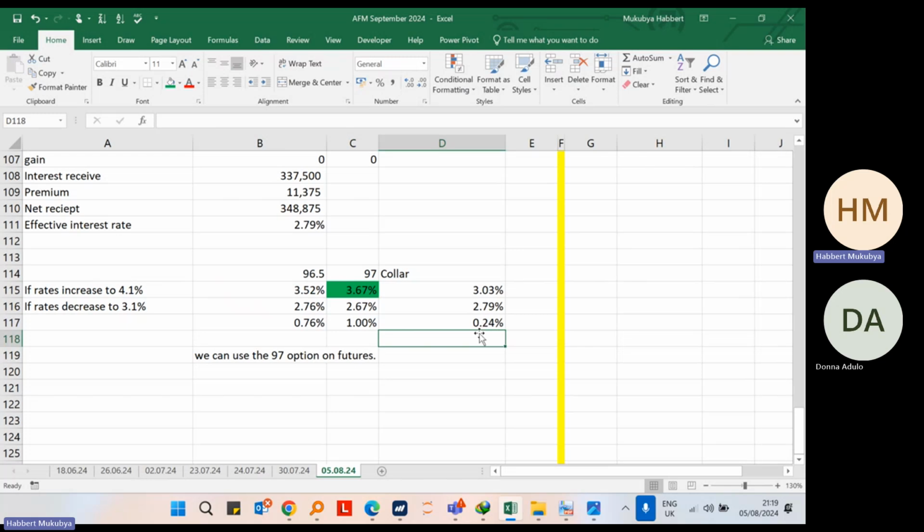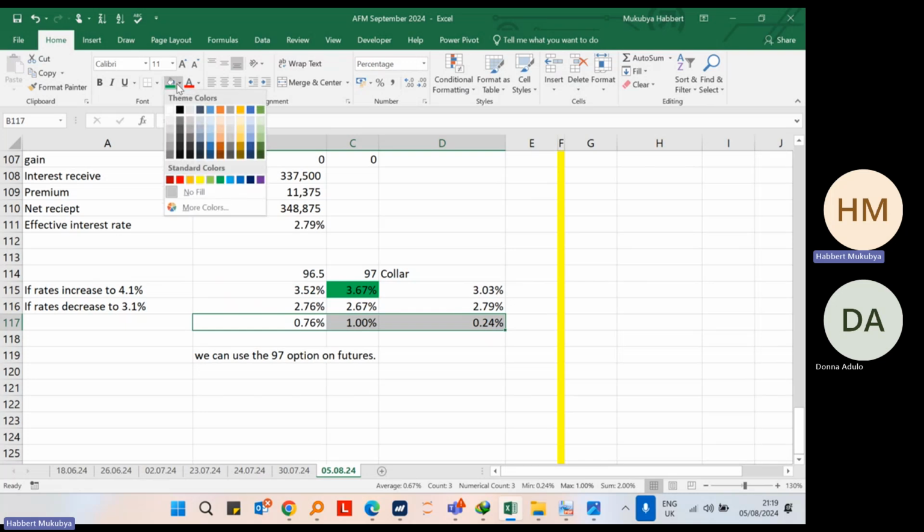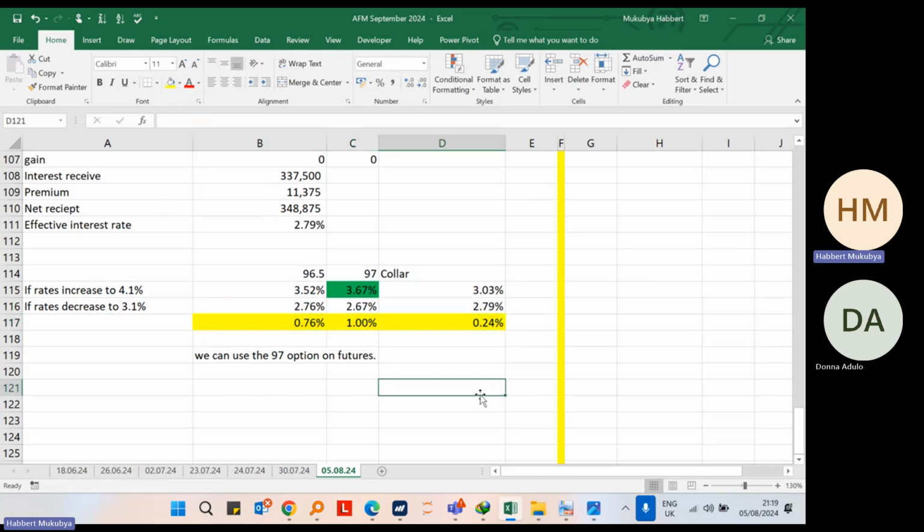You see here, 0.24% if you used collars. These are just differences. Let me just put them in a different color. These are just the differences, the fluctuation between the highest and the lowest amount that you can incur. See that it's the one which is the lowest. So it means that the uncertainty that you have is lower compared to what you would have in these two options.